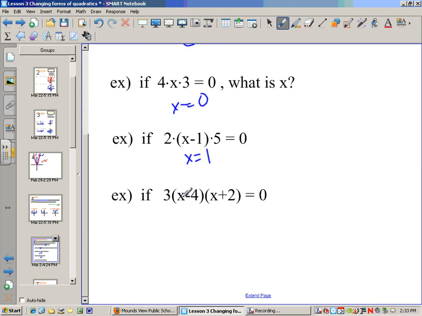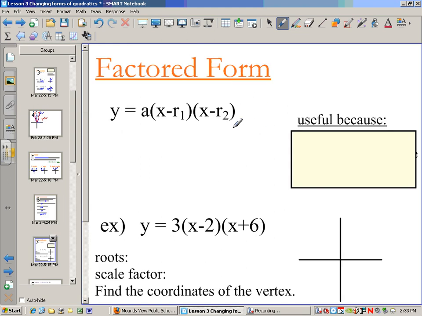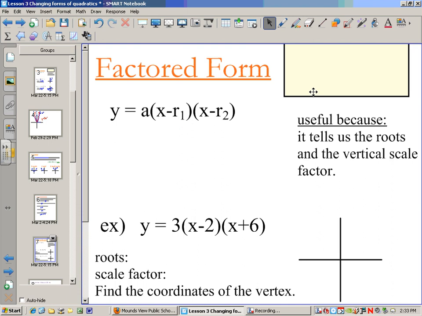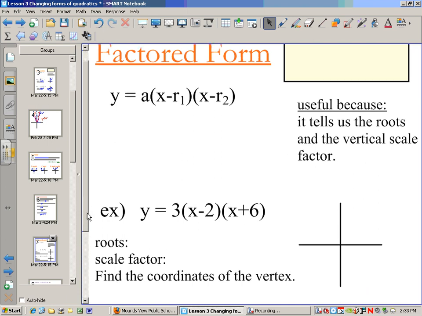If 3 times (x plus 4) times (x minus 2) is equal to 0, x equals negative 2 and x equals 4. That's a horrible equal sign. Those two values will make this function equal 0. So we use that when we're dealing with factored form. Factored form is useful because it tells us the roots and the vertical scale.